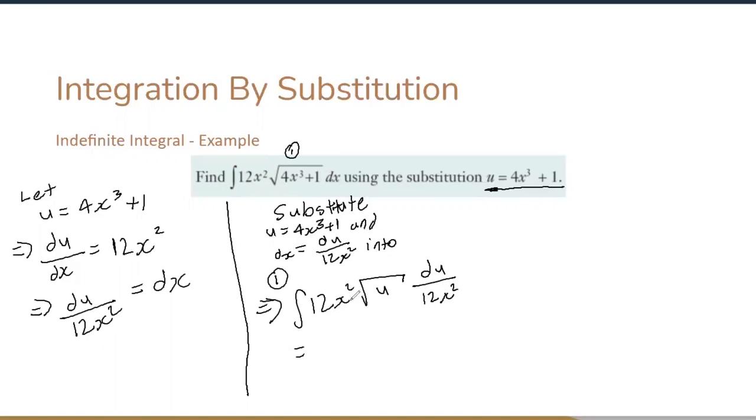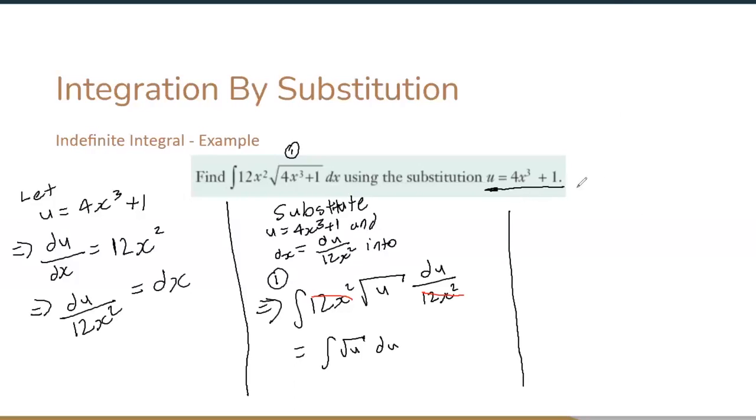This is going to be equal to, because I've got a 12x squared here and a 12x squared here, both of these are going to cancel. And I'm left with a very nice expression just in terms of u, the integral of square root u du. So now we're integrating with respect to u. It's really important that you sub in for that dx, otherwise you're not going to get a du. Even if everything else is in terms of u, you'll still be integrating with respect to x, which isn't what you want to be doing. You want to be integrating with respect to your new variable, which means you need a du in this case.